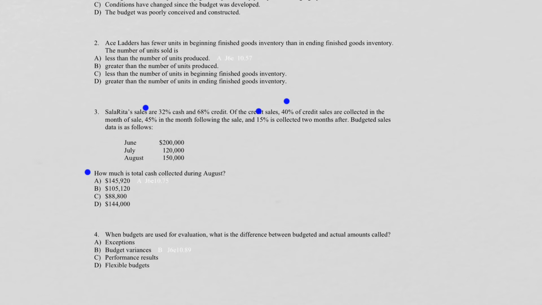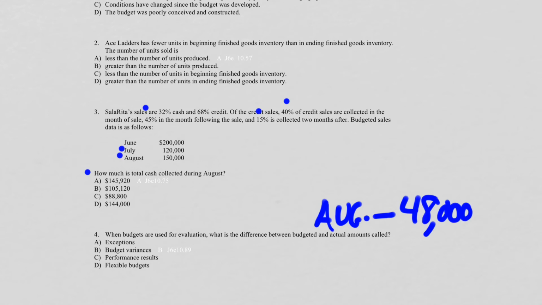The sales for August was this number. So 32% of that is cash, so that's collected in August. So of the 150 August sales, 32% of it is cash. So let's do the math. That's 48. We'll write that down here, and we'll say that's for August. Now, that's all the cash they get for August sales. But what about July sales? How much cash do they get for July sales?